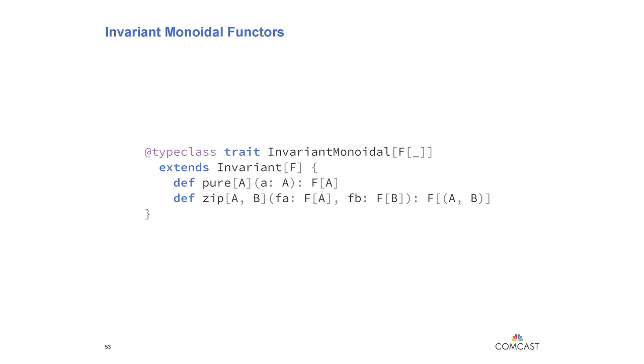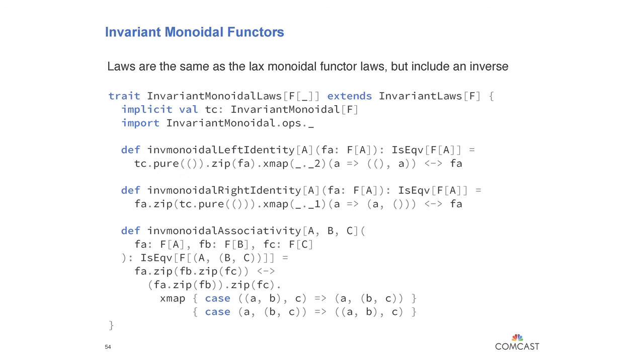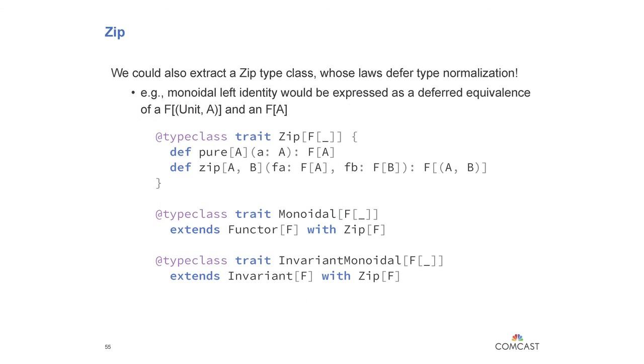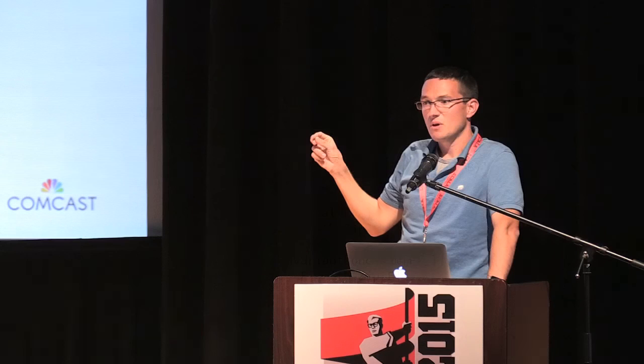The laws end up being very straightforward. Again, we're not going to look at the details, but it's a left and right identity and an associativity law. So there's some nice symmetry here. And we can even go a little bit further and pull out a type class that sits above monoidal functors and invariant monoidal functors, and just pull out pure and zip.